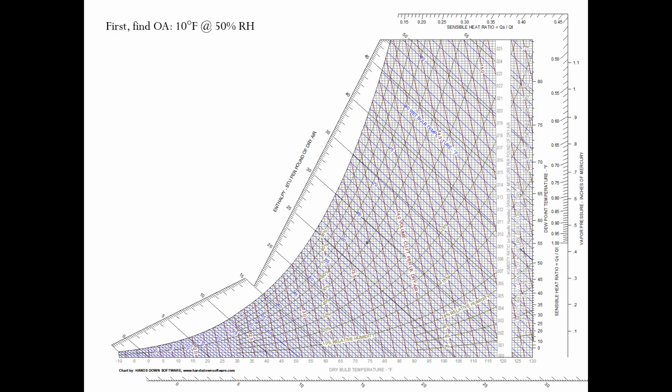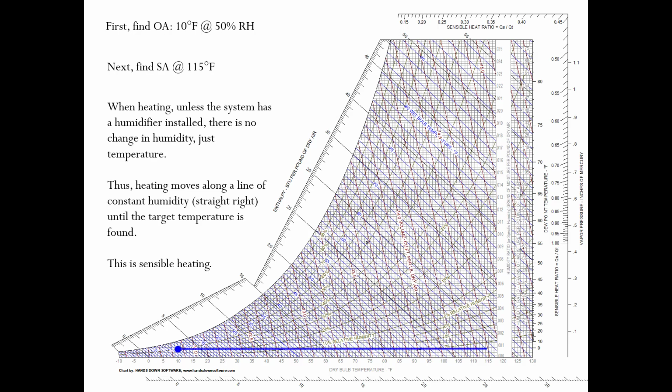All right, so the first thing we're going to do is we need to find on our psychrometric chart and plot the outside air and then our supply air. Okay, so we're going to plot our outside air, 10 degrees, 50% relative humidity. And we're not changing humidity. We're just adding heat to this air. So the only thing we're affecting is the dry bulb temperature. And it comes straight across horizontal line to 115 degrees.